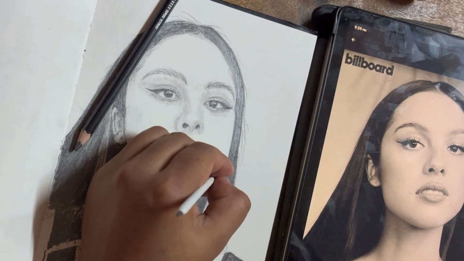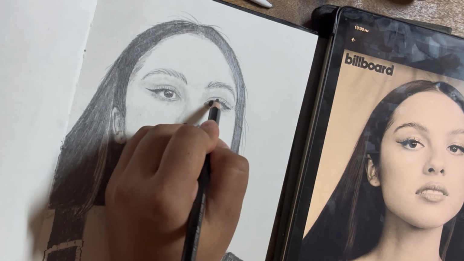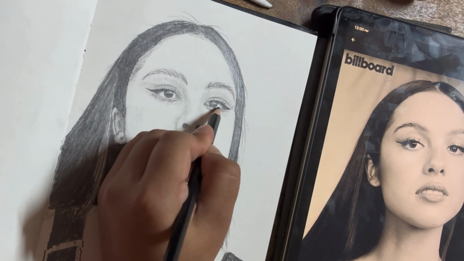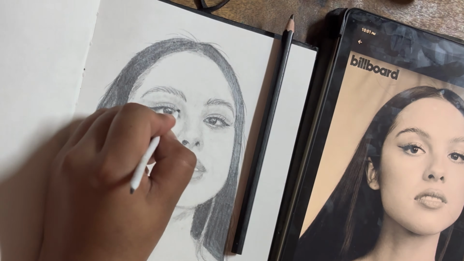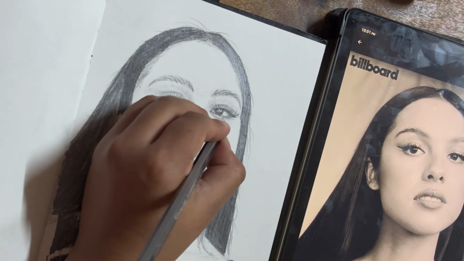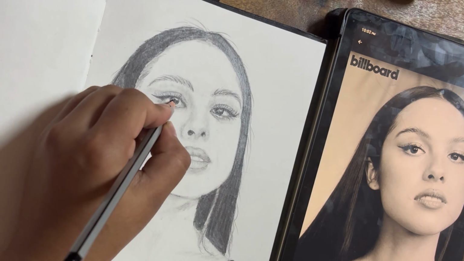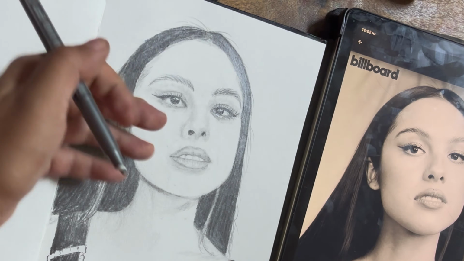Here I was giving the final touches to the art and trying my best to make sure it looks exactly like the reference. Not gonna lie, I was pretty happy with my drawing because I was expecting something bad, but it came out decent.